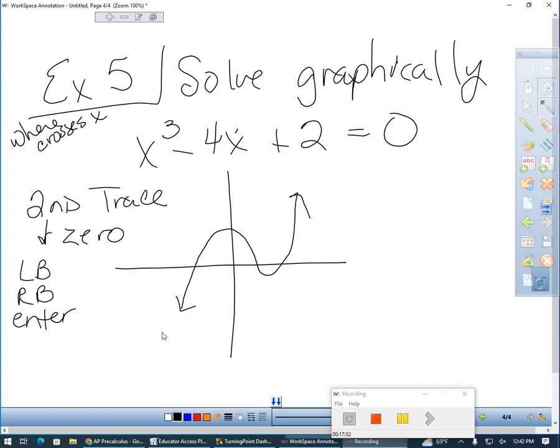Okay, so is everybody clear now? There are 3 different places this crosses the x-axis. We have one here, we have one here, and we have one here. So you should have 3 answers. We are all clear?